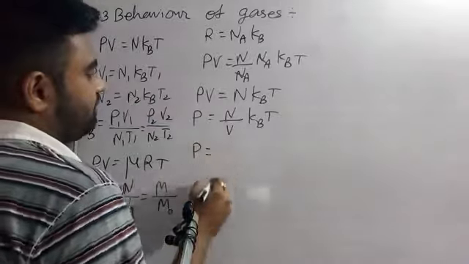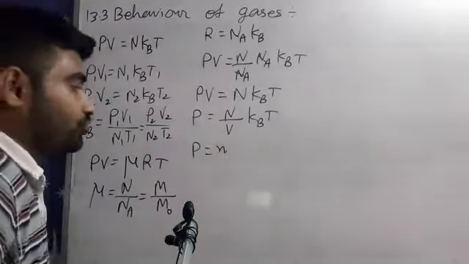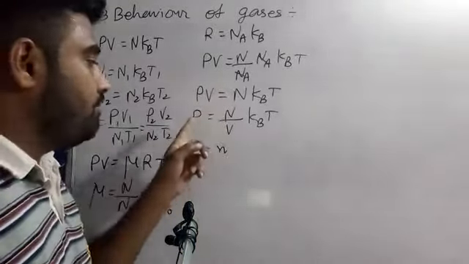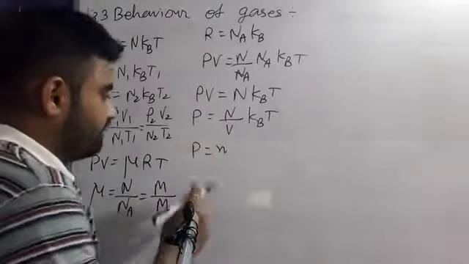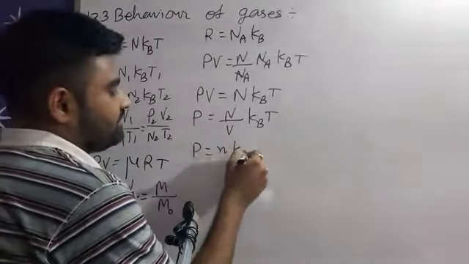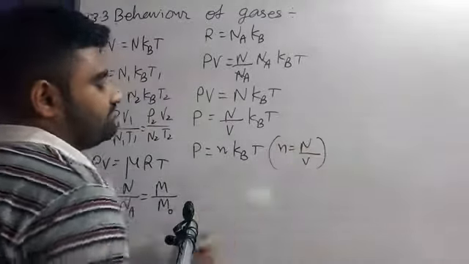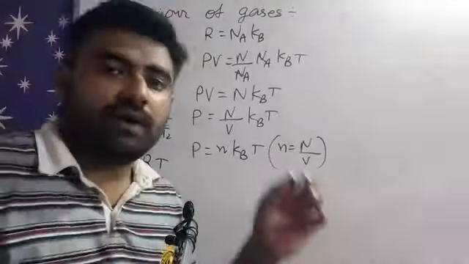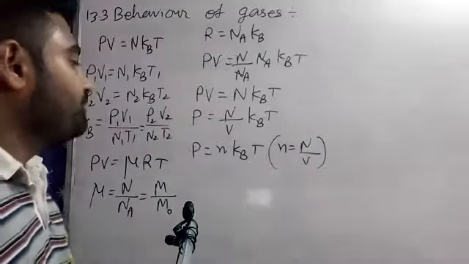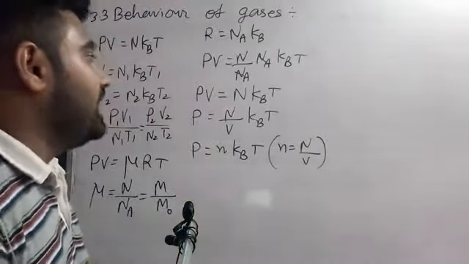So P is equal to, we can write n, the total number of atoms per unit volume. So P is equal to n kBT. So this is nothing but n is equal to capital N upon capital V, right? The total number of atoms per unit volume. Okay. So that's our pressure formula.